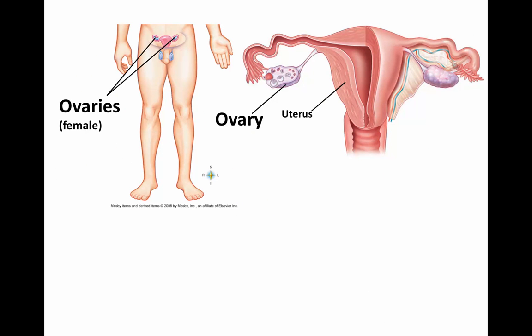In females are found ovaries. The ovaries are the site for estrogen and progesterone production. Production of these hormones increases as the female reaches puberty.